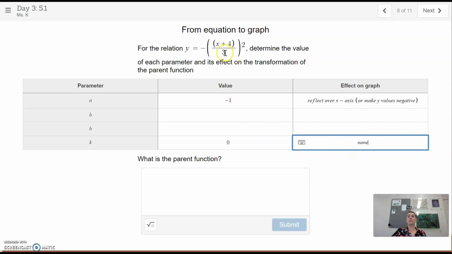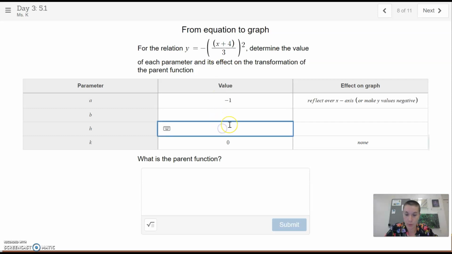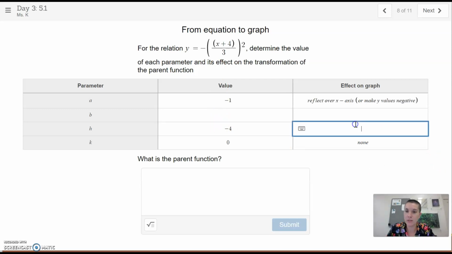We are, however, both moving left and right and dilating horizontally, compressing or stretching. So we've got to figure out what we're doing. Let's start with our plus 4 here. Remember, everything is opposite. If I have x plus 4, that means that my h value is negative 4. So I am moving left 4 units.